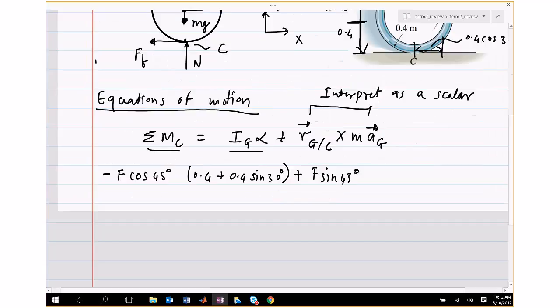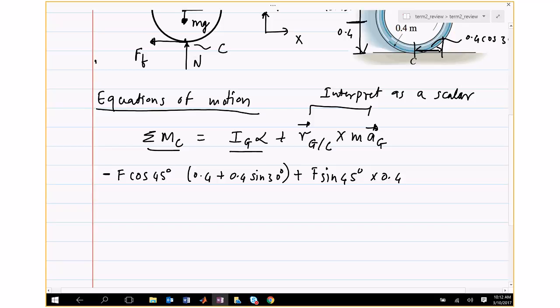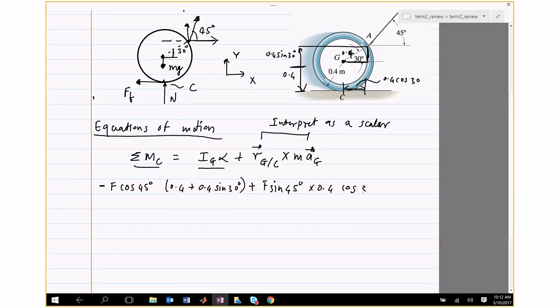So F sine 45 times 0.4 cosine of 30 degrees. Okay. Well, I just put a plus sign. What's the sign? It's positive because F sine 45 acts upwards. If we hold the ring at C, then this force will spin the ring in the counterclockwise direction. This way, my thumb points in the k direction, which is positive. So this is equal to Ig times alpha.